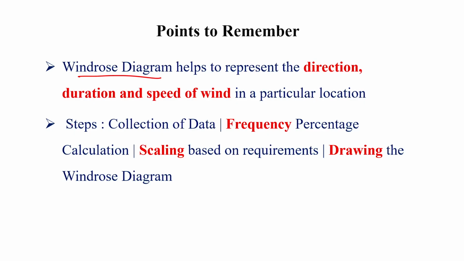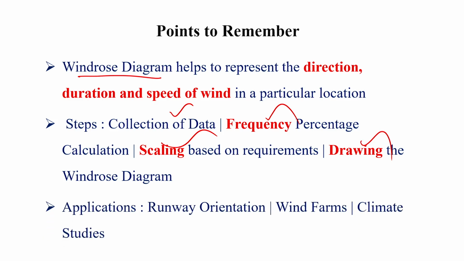The major steps in drawing your Windrose diagram are the collection of the data, calculation of the frequency percentage, scaling of the data based on what scale you want to use, and then the drawing of the Windrose diagram. Your major applications are runway orientation, wind farms, and climate studies also. So, this is all about your Windrose diagram.